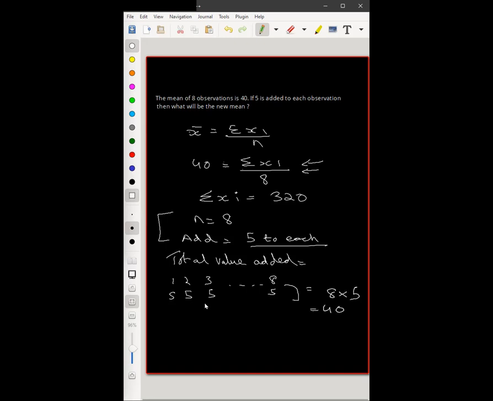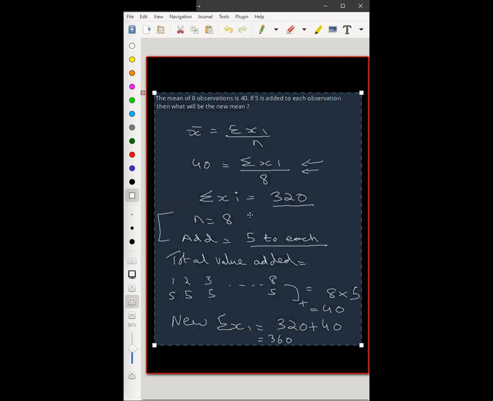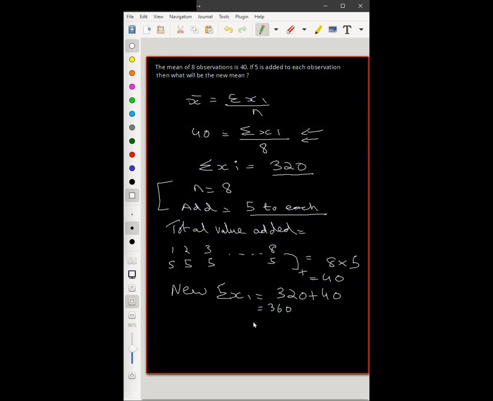Yes. So what will be the new sigma xi? 320 plus 40, isn't it? Yes, this is the 320 existing plus the total. And now we are adding 40 to the total. Understood? Yes, sir. So what is the new sigma xi now? Sanika, what is the new sum of all the values? 360.